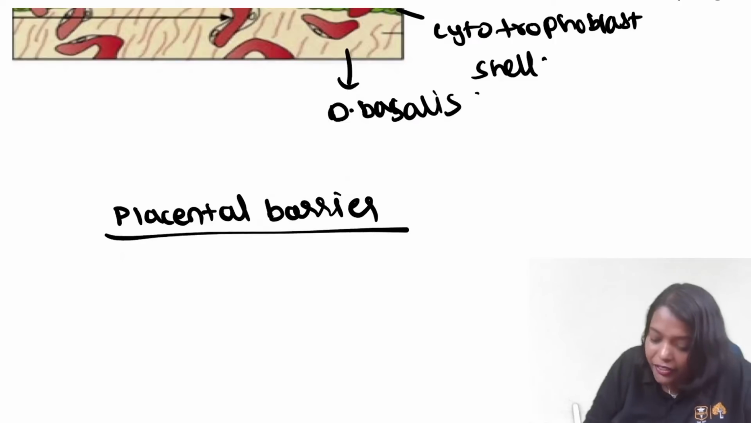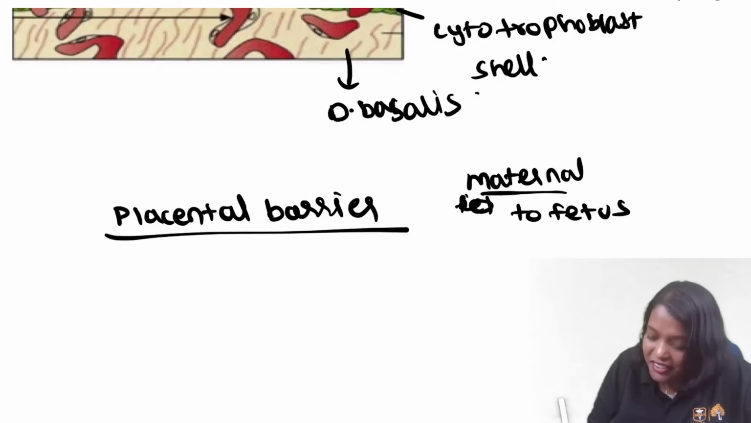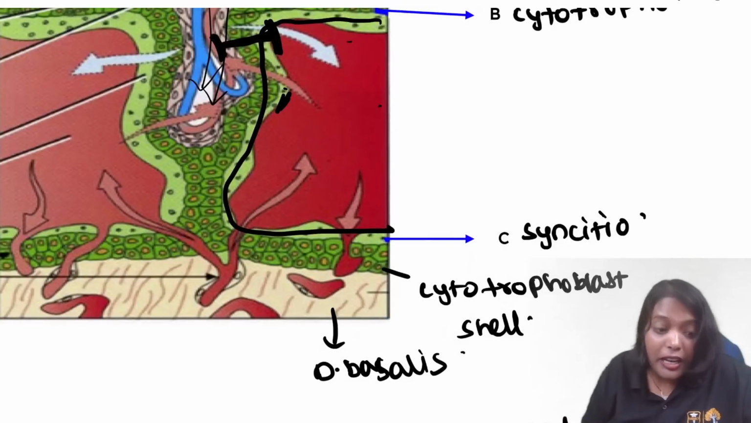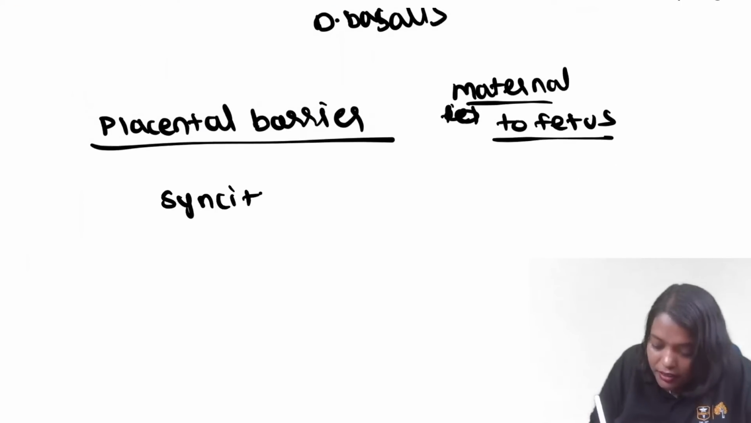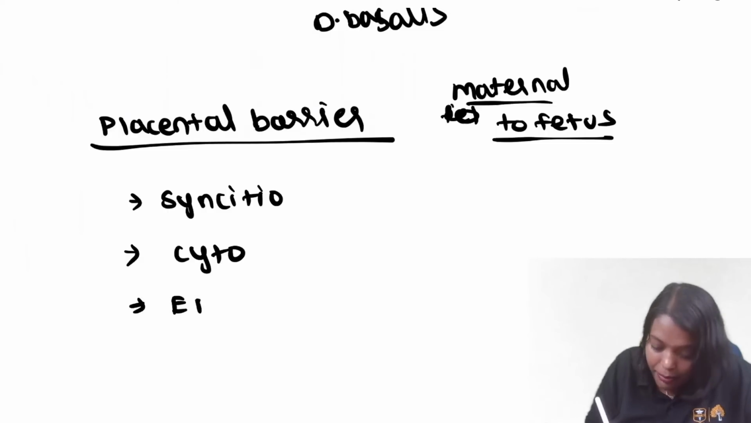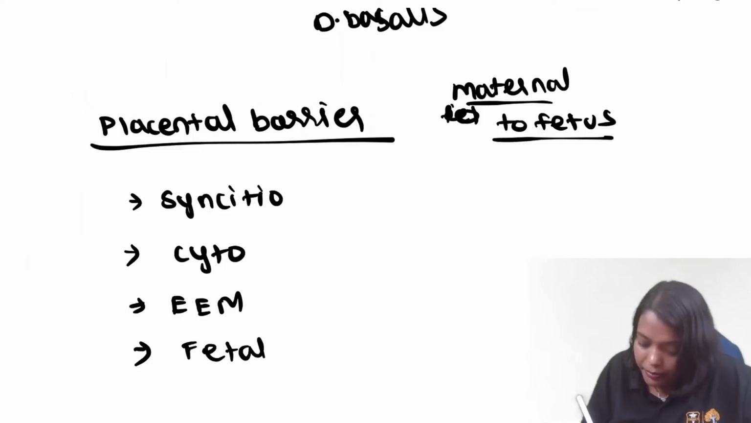So the placental barrier, from maternal to fetus: from the mother's blood side it is the syncytiotrophoblast, followed by the cytotrophoblast. Then we have the extraembryonic mesoderm. Then we have the fetal capillary endothelium.